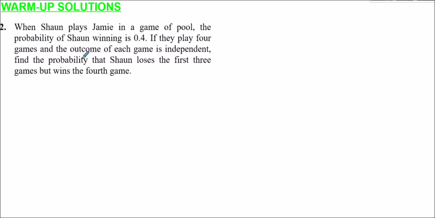So question 2 talks about pool. So when Sean plays Jamie in a game of pool, the probability of Sean winning is 0.4. So normally Sean doesn't stand much of a chance against Jamie, sadly. Well, sadly for Sean anyway. Now, if they play 4 games and the outcome of each game is independent, we need to find the probability that Sean loses the first 3 games but wins the 4th game.